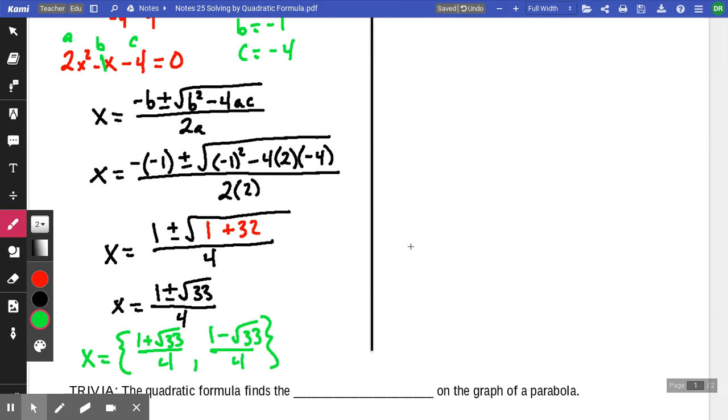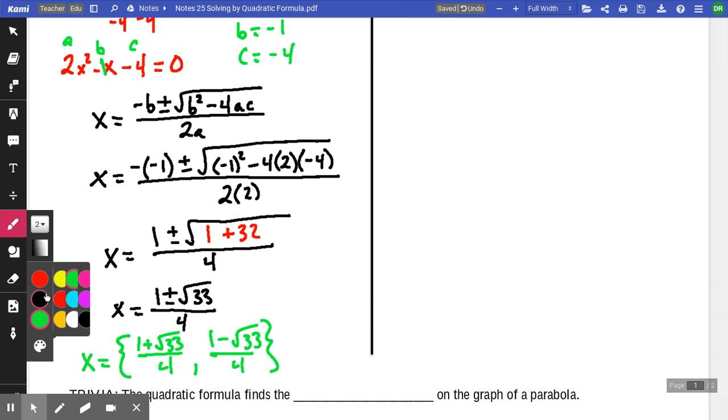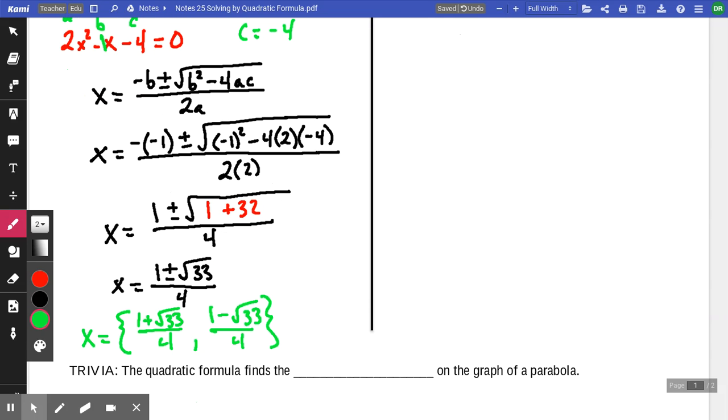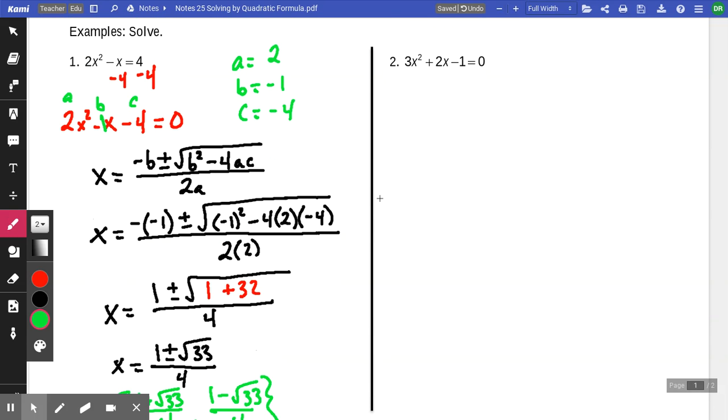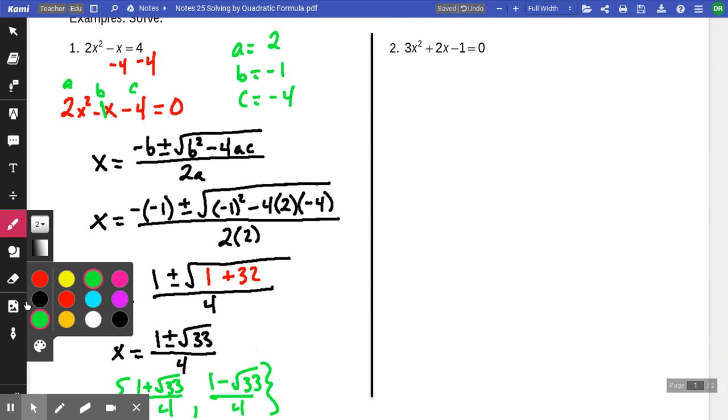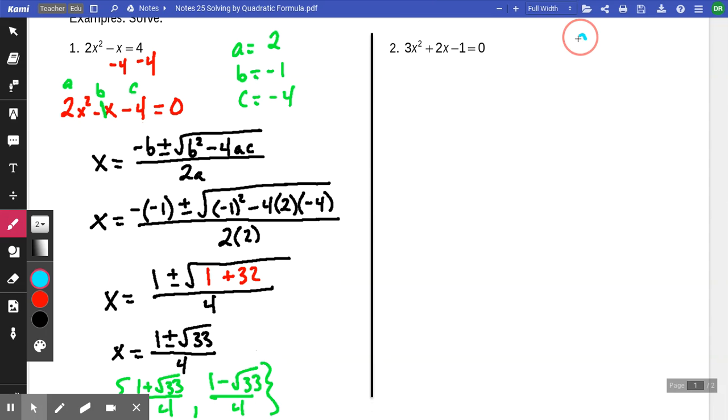Okay, so pretty basic. It should look very familiar to what you've done in the past. And it is, and it's still finding the x-intercepts. So on number 2 here, we're already set up equal to 0. And so we should be able to see that A is equal to 3, B is equal to 2, and C equals -1.